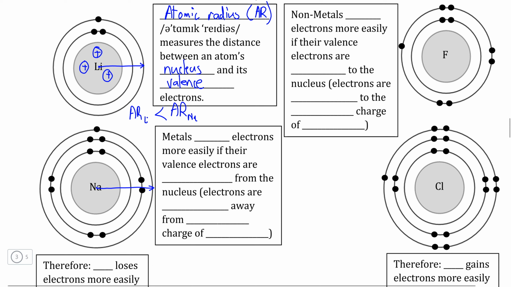So the conclusion that we can reach here, which is of course relatively simple: the more energy levels, or the more electron shells an element has, the farther away its valence shell is going to be from the nucleus, and the larger the atomic radius is going to be.